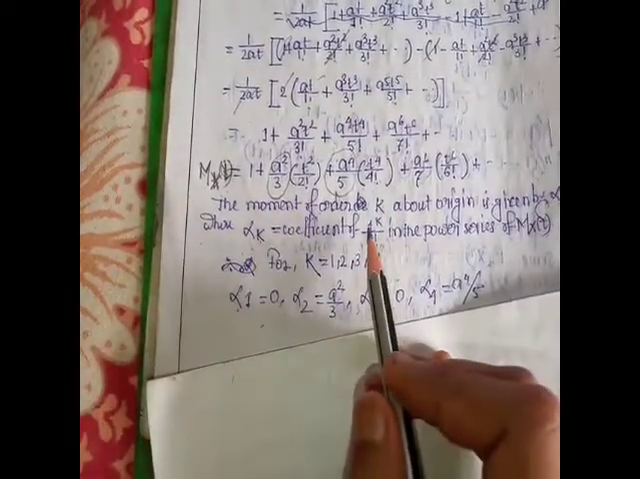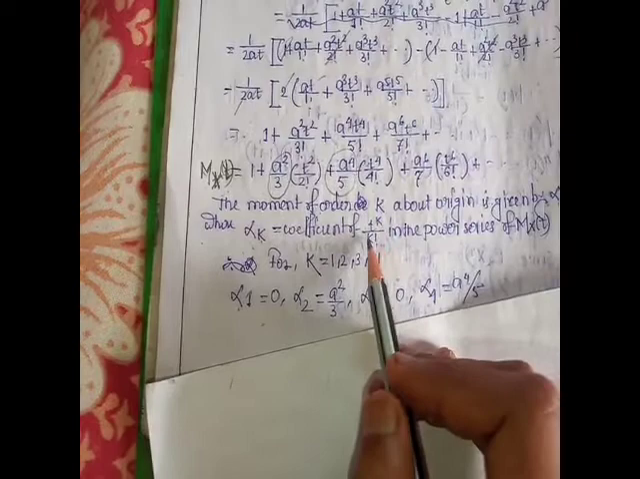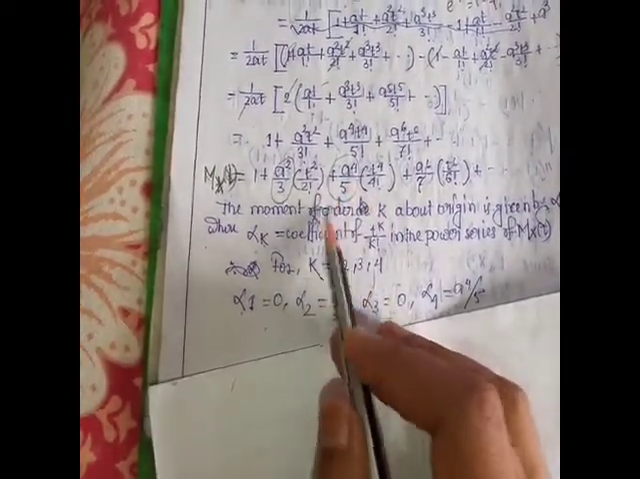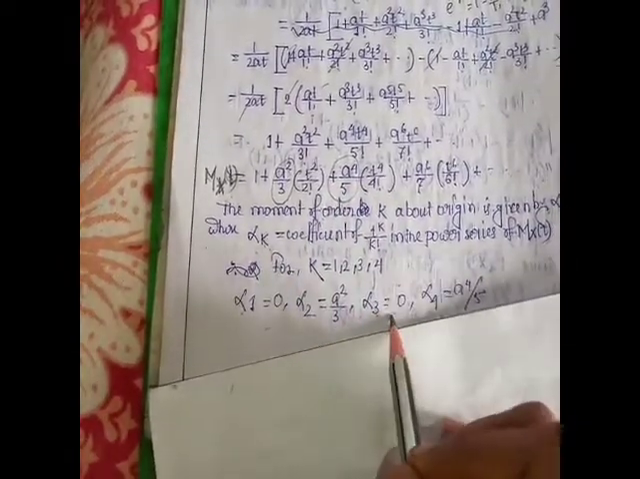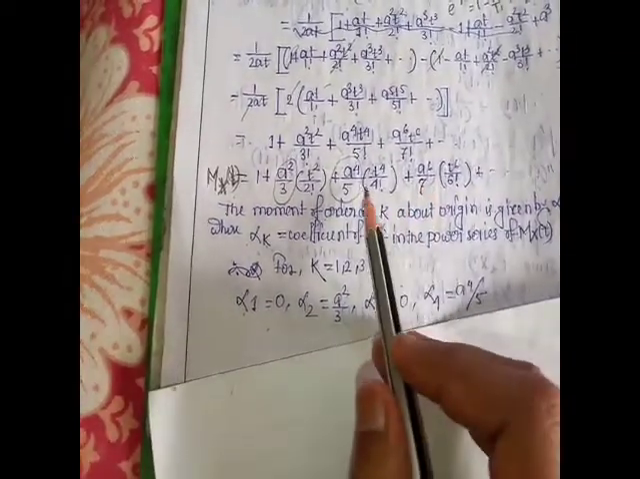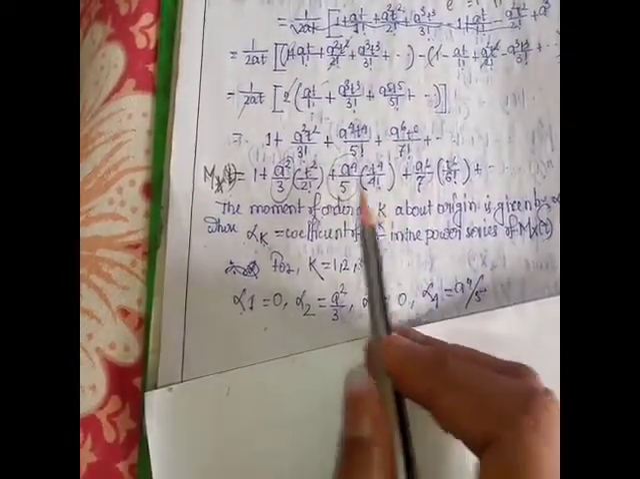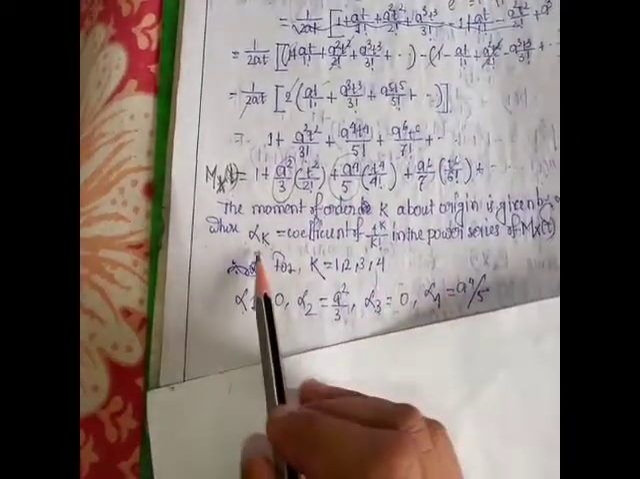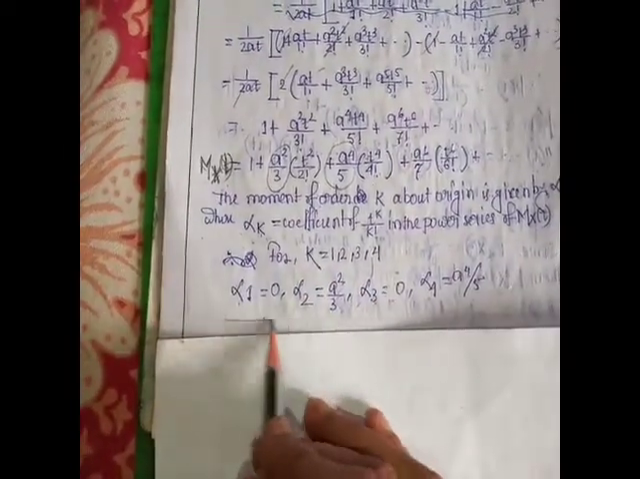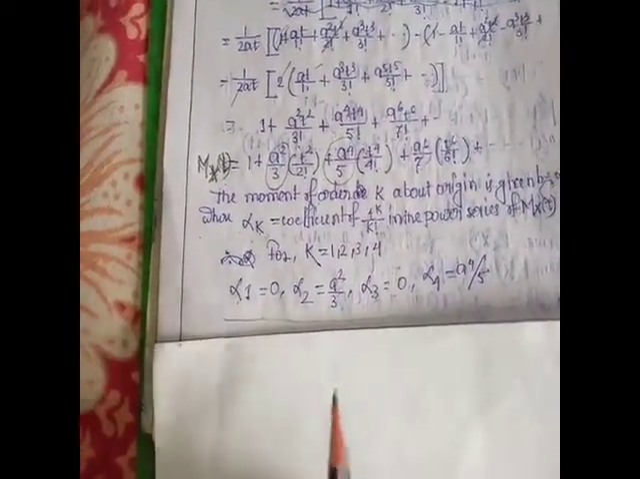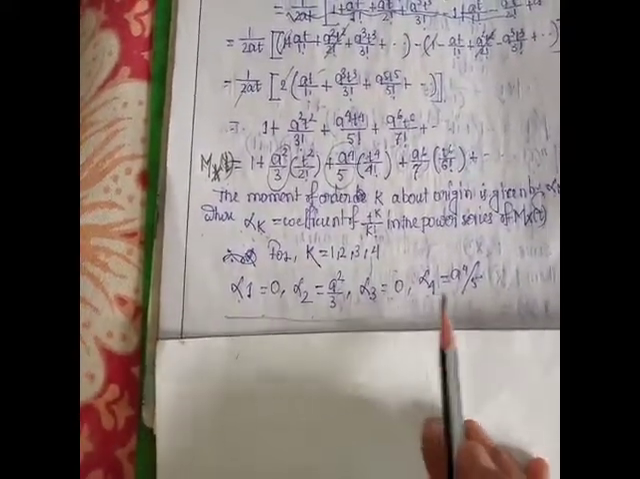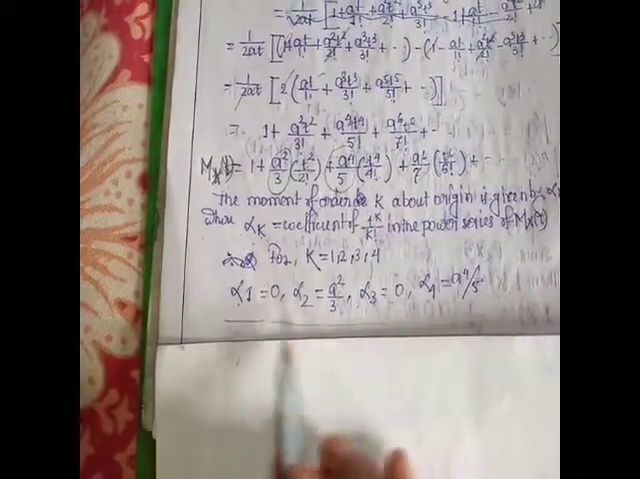Alpha 3 is the coefficient of t to the power 3 by 3 factorial, which is 0. So alpha 3 is 0. And alpha 4 is the coefficient of t to the power 4 by 4 factorial. In the expression, the coefficient of t to the power 4 by 4 factorial is a to the power 4 by 5. Hence alpha 4 is a to the power 4 by 5. This is the required result. This is the moment about origin. So alpha 1 is 0, alpha 2 equals a square by 3, alpha 3 equals 0, alpha 4 equals a to the power 4 by 5. This is the required result.